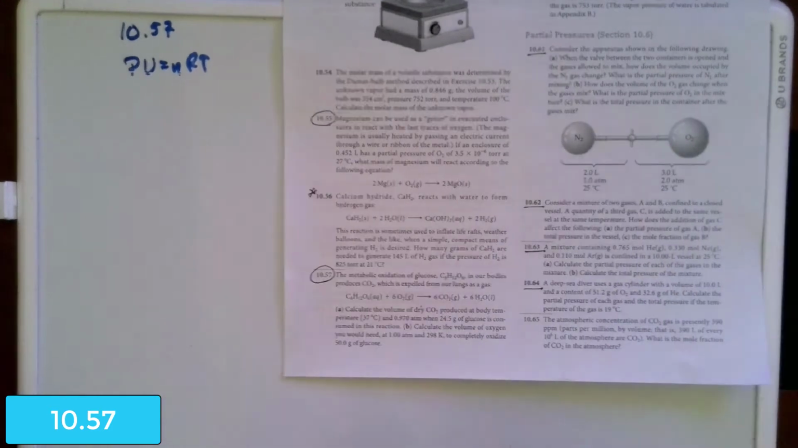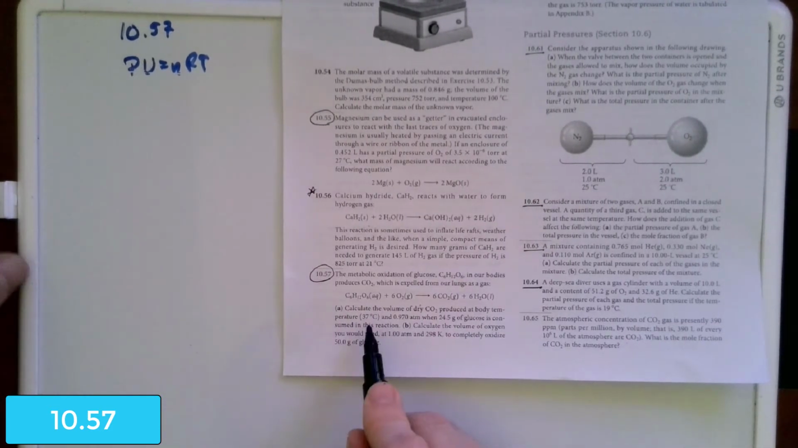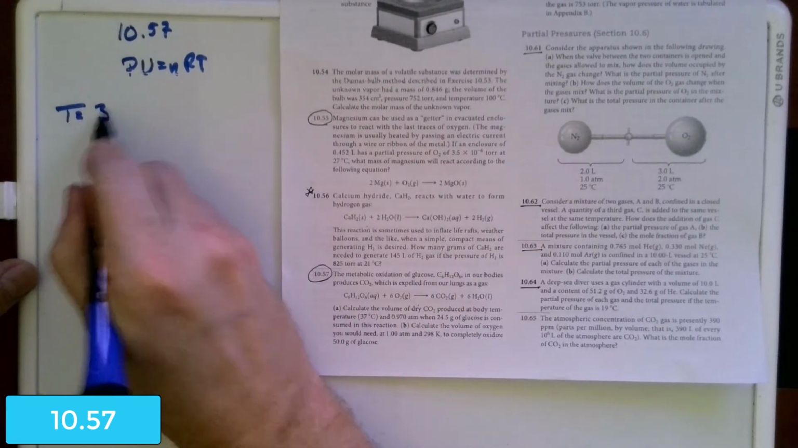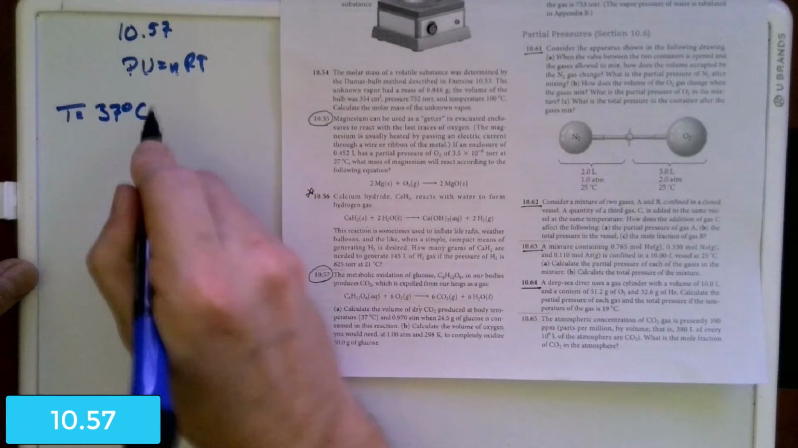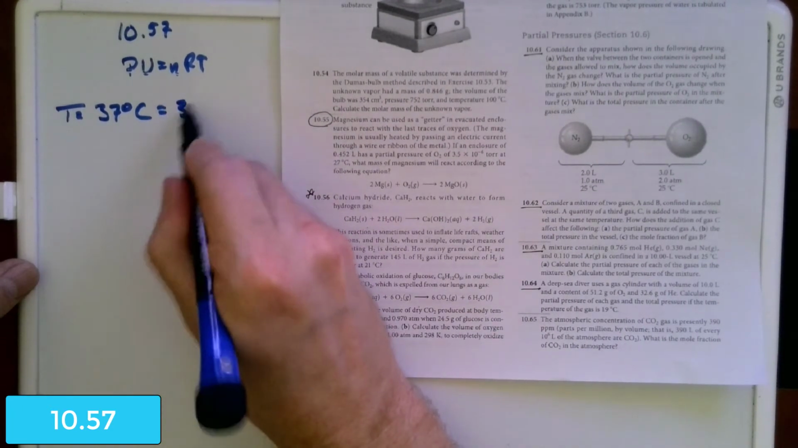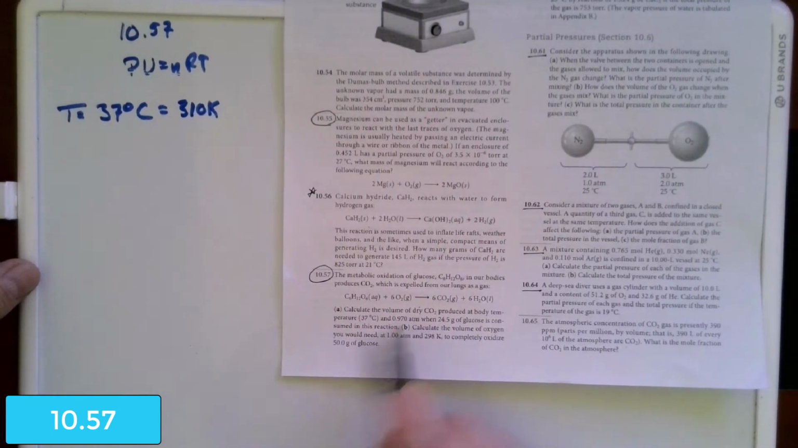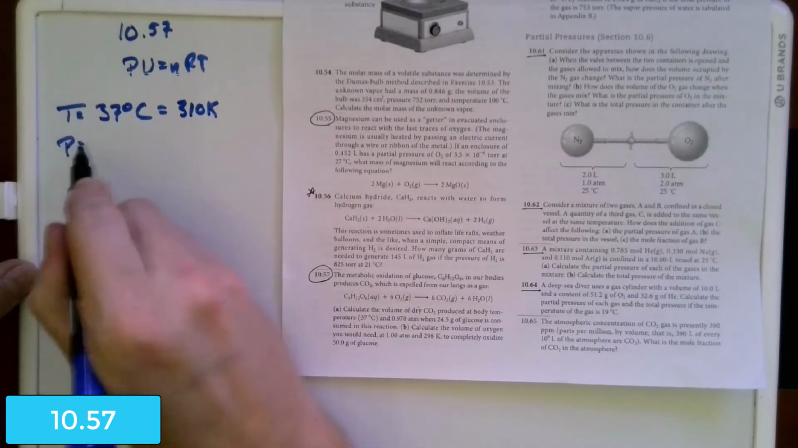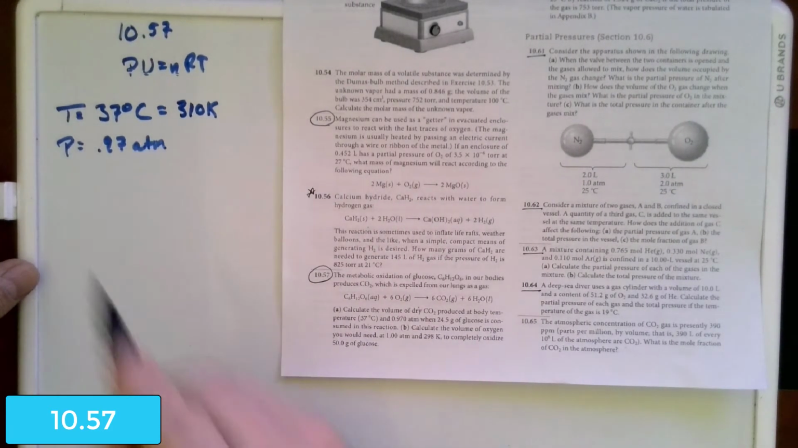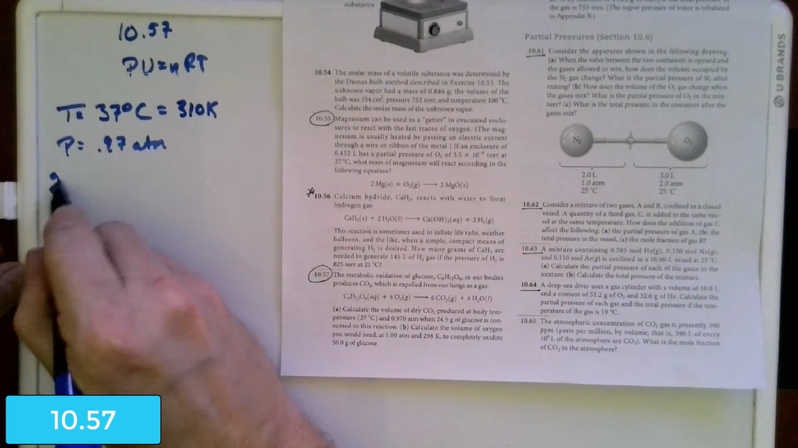Let's identify the variables that we currently know. Scanning through this problem, one of the first variables I see is the temperature. That is 37 degrees Celsius, which can't be used. We convert it to Kelvin, which happens to be 310 Kelvin. My next variable happens to be the pressure, 0.97 atmospheres. And then the other variable I see is grams of glucose.